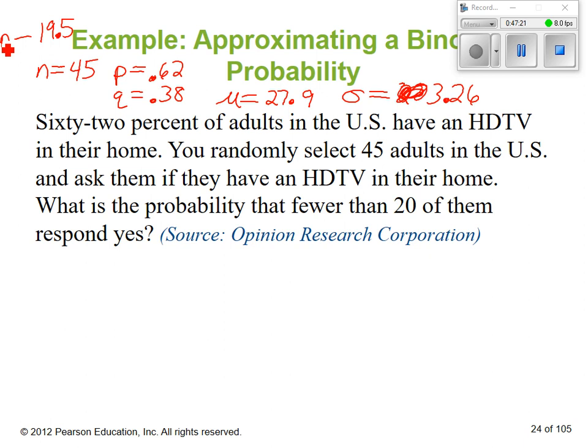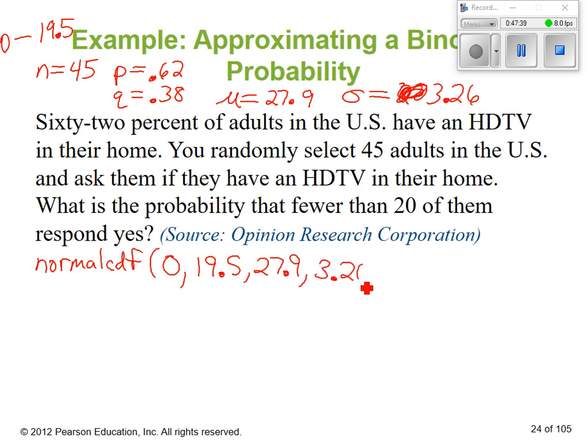So in your calculator, you're going to do normal CDF. What's our low limit? 0. What's our upper limit? 19.5. What's our mean? 27.9. What's our standard deviation? 3.26. So we go out and we randomly select 45 people. What's the probability that 20 or fewer respond yes? 0.005.